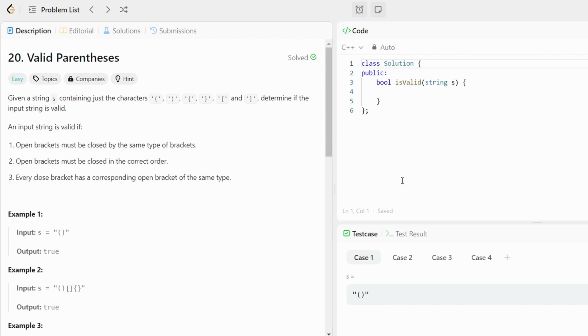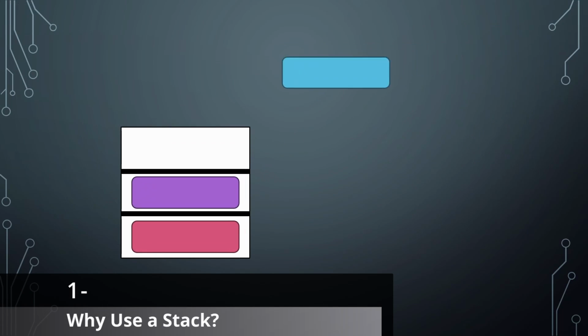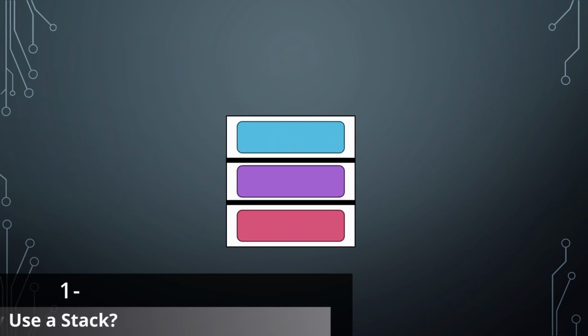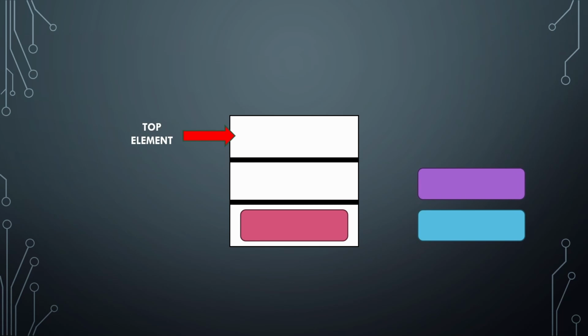To solve this problem, we'll be using a data structure called a stack. Let us see how we could use it. A stack is a last in, first out data structure. Elements are added on top of each other, and the top element is the first element to get popped out of the stack. Let's look at what we're going to do with the stack.